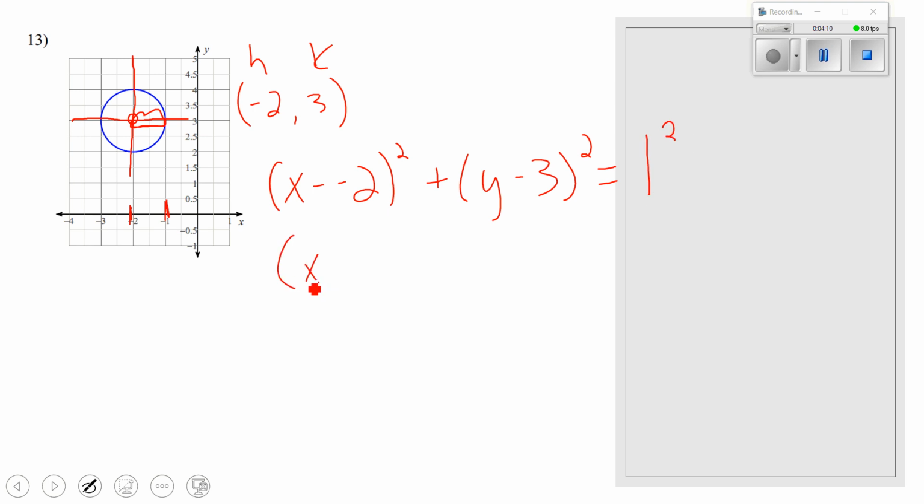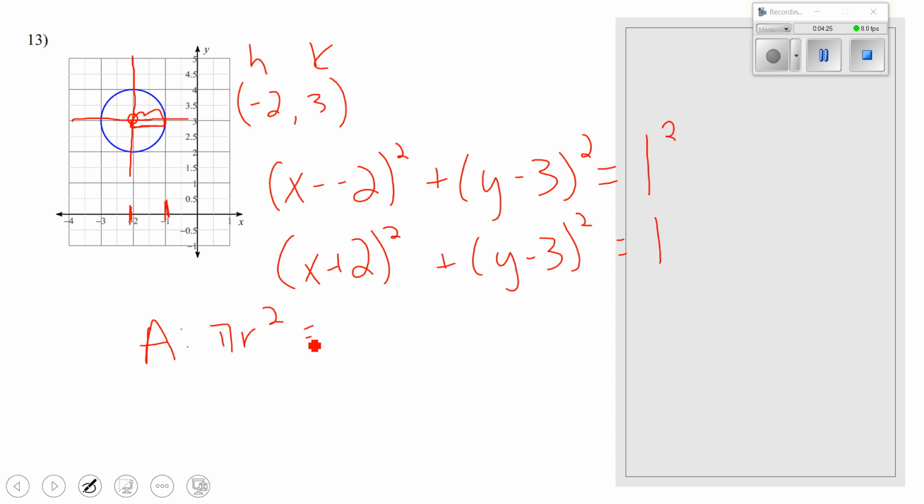Simplify your equation. You have minus and negative, so that turns into plus. You have y minus 3 staying the same, and 1 squared is just 1. To find the area, you would do pi r squared, which would equal 1 pi. To find the circumference, you would do 2 pi r, which would equal 2 pi.